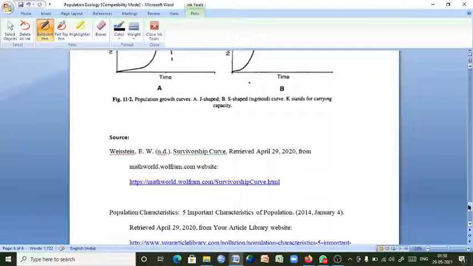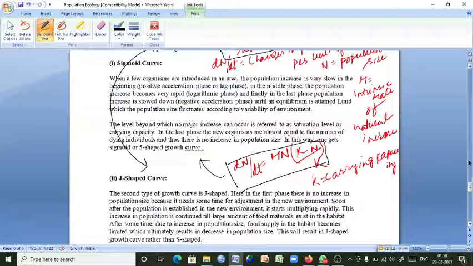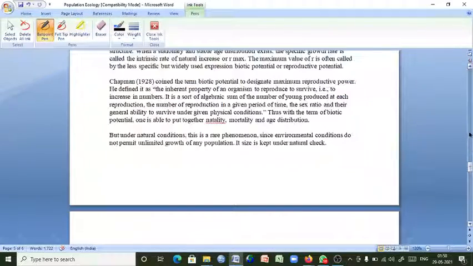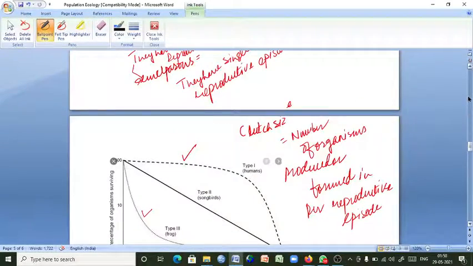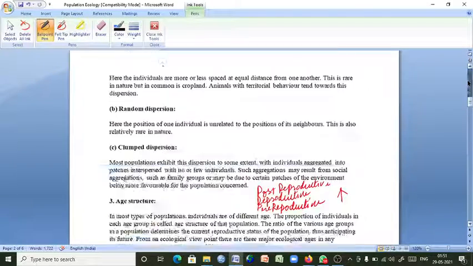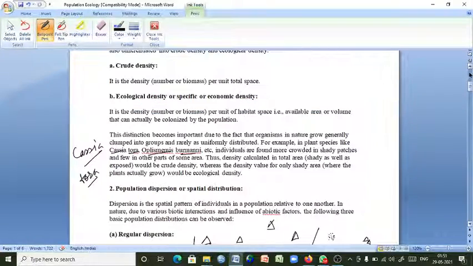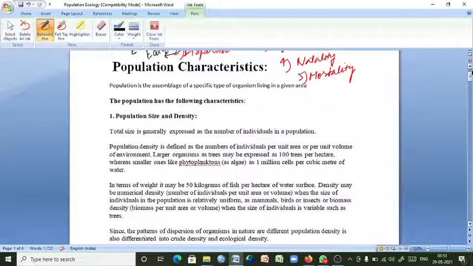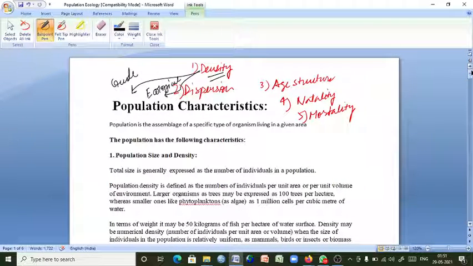So I think in this small lecture, we all have a basic idea about what a population is, what the basic attributes of a population are, and how they can be regulated. Thank you.